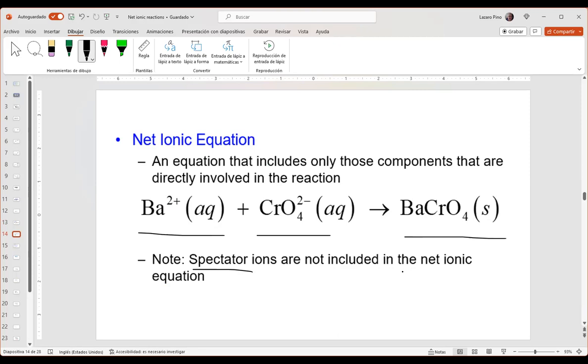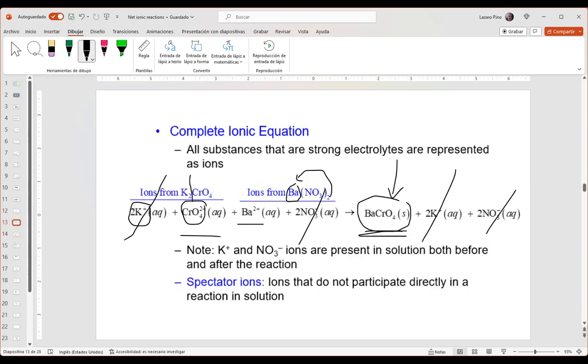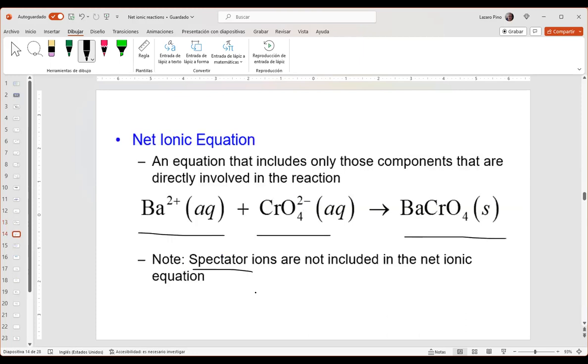This is a very important exercise you're going to have in the homework in Mastering, a lot of these exercises. So try to practice this procedure a lot. Begin with the molecular equation, then the ionic equation. You cancel the spectators, and you get the net ionic equation.